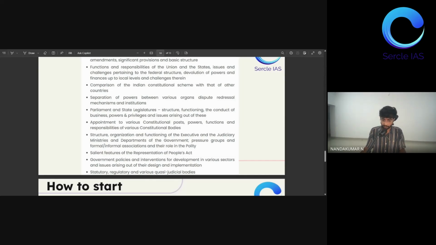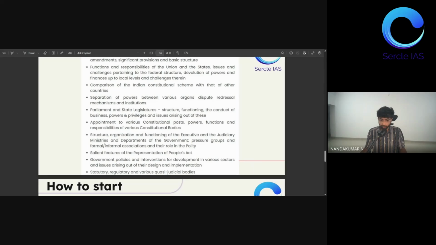Salient features of the Representation of People's Act, government policies and interventions. We often forget to prepare this, but most of the years, I don't think this year there was a question on this particular topic, but most of the time there is a repeating pattern of questions on the Representation of People's Act. And usually it is a 15 marker. So there are two acts, the Representation of People's Act 1950 and 1951, right? Are you familiar with these two acts? Maybe for prelims you have studied it, but from the mains point of view, you might be yet to start or you might be lacking some content for the mains perspective.